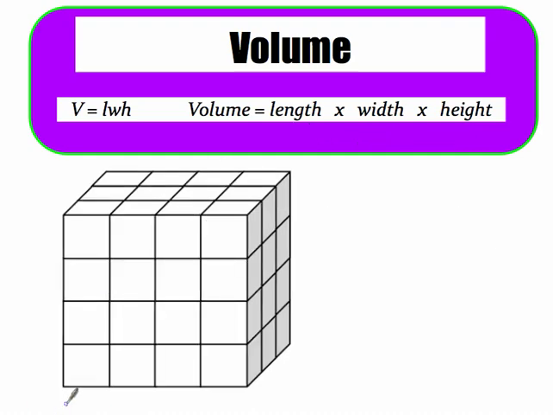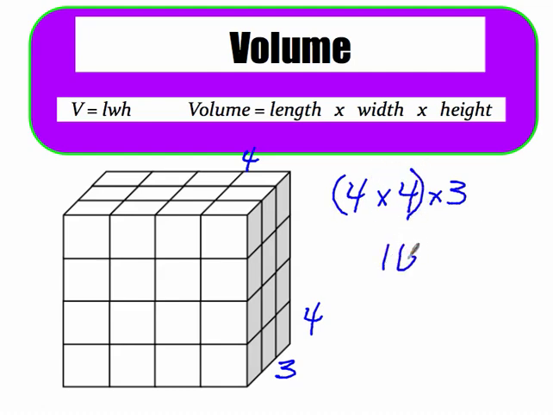Another one to count. 1, 2, 3, 4. 1, 2, 3, 4. 1, 2, 3. 4 times 4 times 3. You can always use parentheses if you want. 4 times 4 is 16. 16 times 3 is 48. And let's call them centimeters cubed.